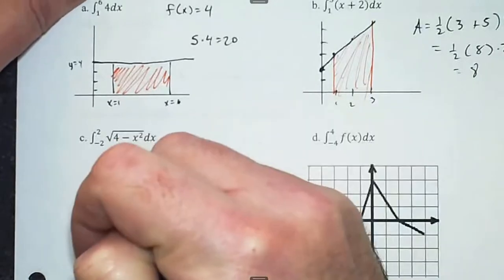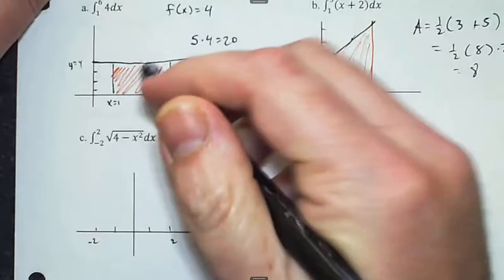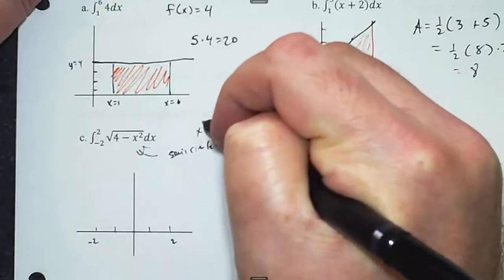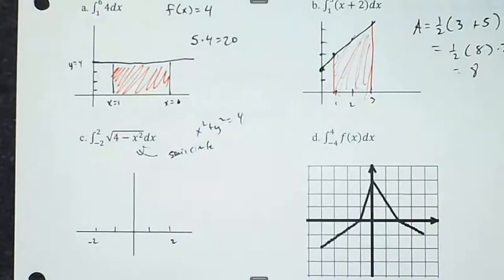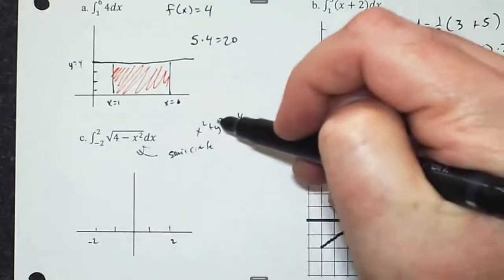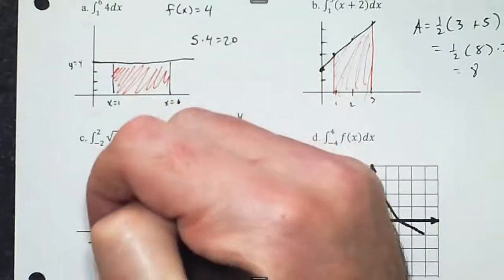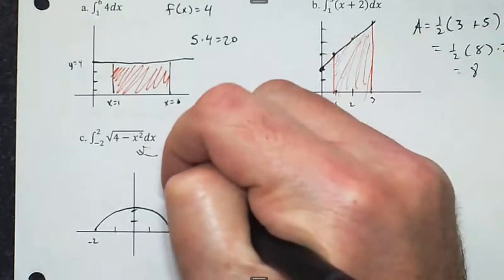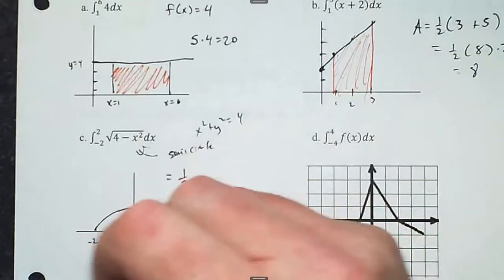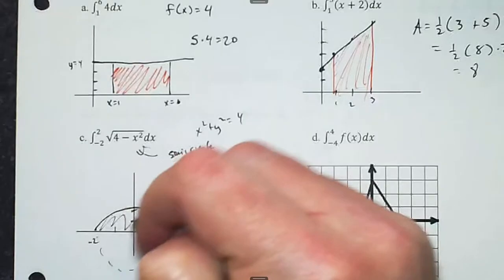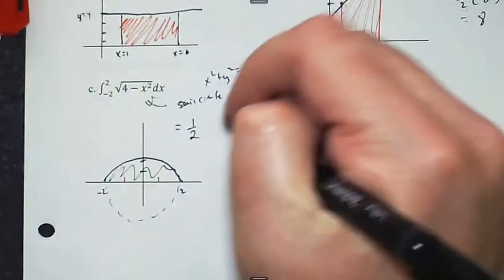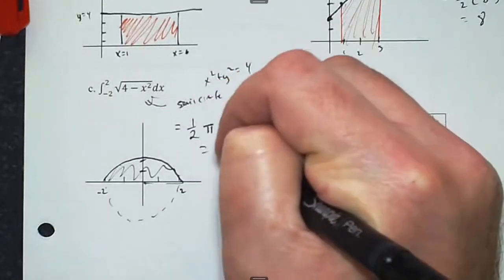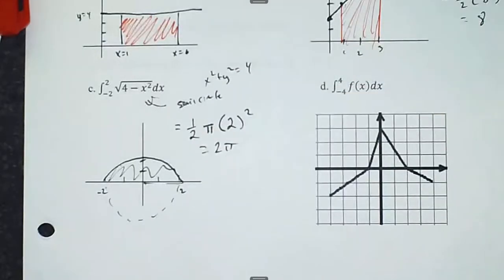And even then. So from negative 2 to 2, this is a semicircle. X squared plus y squared equals 4 is a circle with radius 2. If you solve that for y, you get the square root of 4 minus x squared. So it's the top half with a radius of 2. Okay? So this must be equal to 1/2 the area of this circle because we're only looking at the top half. So it's 1/2 pi r squared, with r being 2. So 2 pi. 2 pi is that definite integral.